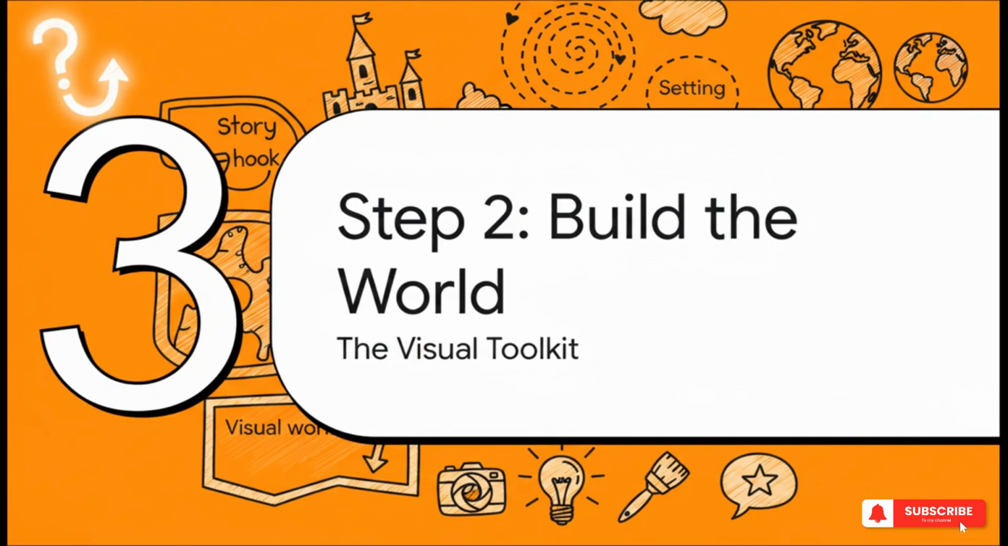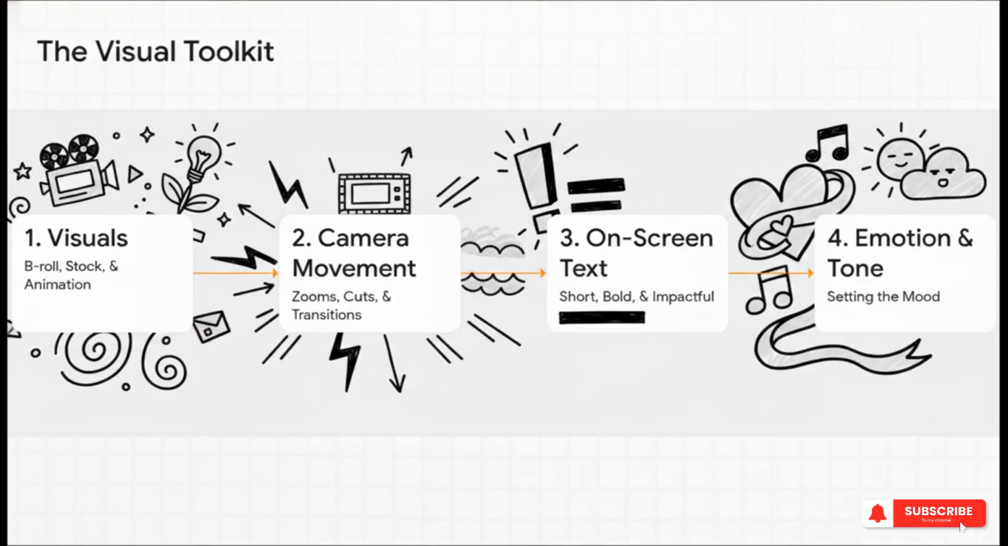All right, so once we've got our story hook, we need to build a visual world around it. I mean, facts are abstract, but stories, they need a setting. And that brings us to step 2, building that world with our visual toolkit. We use 4 key elements here. First, visuals. We're talking stock footage, B-roll, animations, anything to show, not just tell. Second, camera movement. Fast cuts and dynamic zooms to create energy. Third, on-screen text. And I'm not talking paragraphs, but short, bold statements that land a key fact with real impact. And finally, all of this comes together to set the emotion and the tone for the scene.